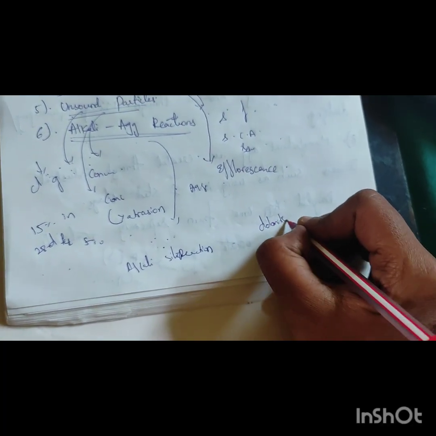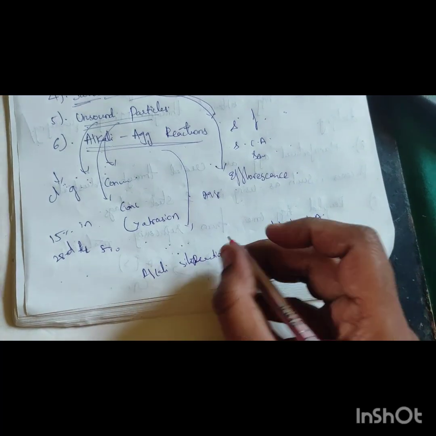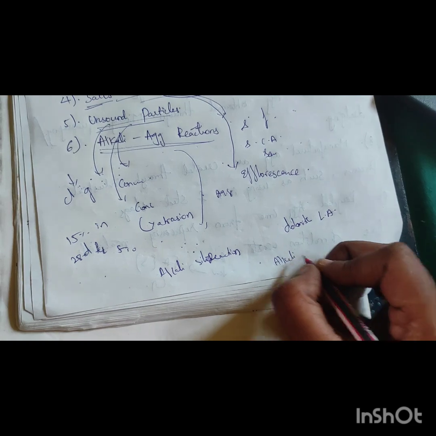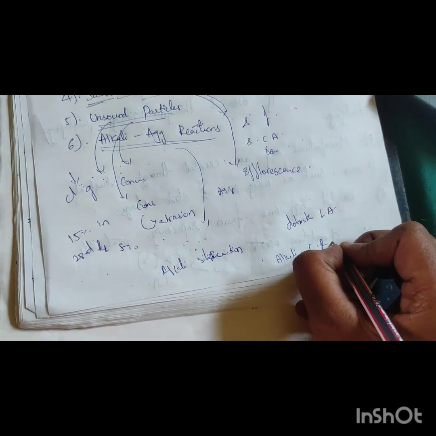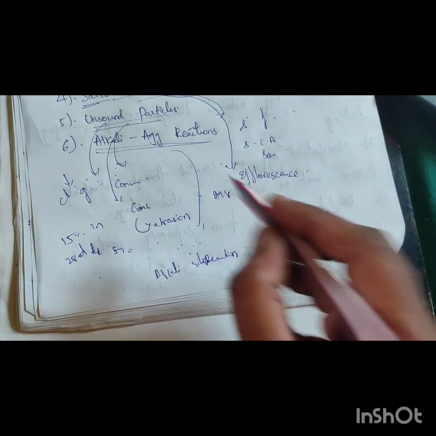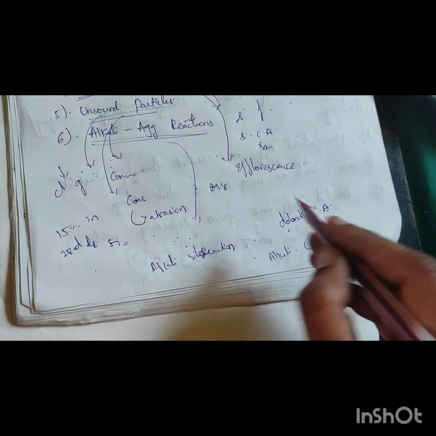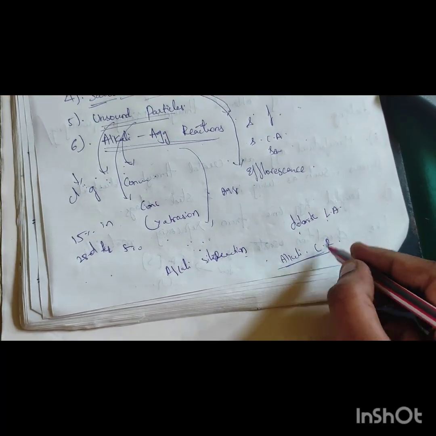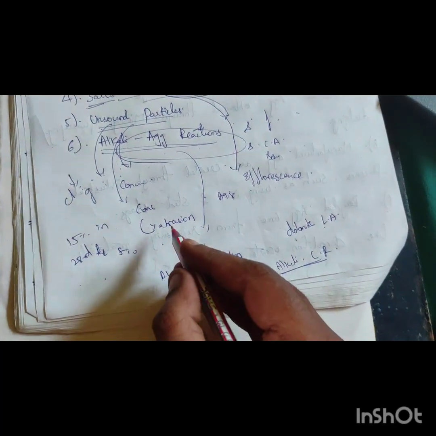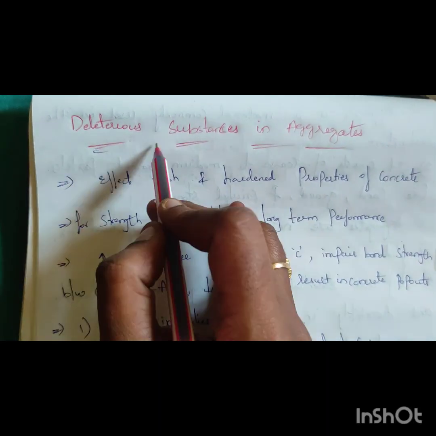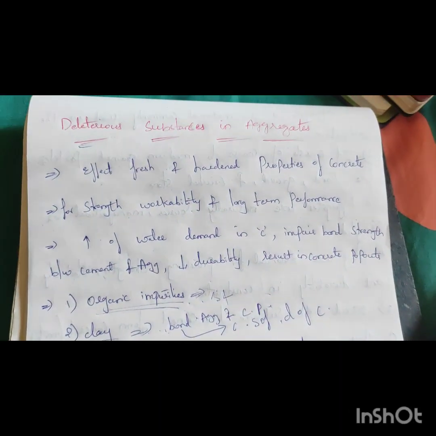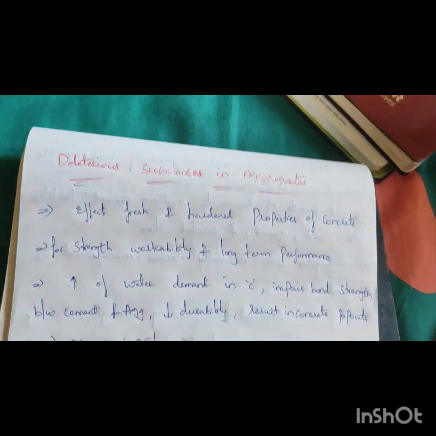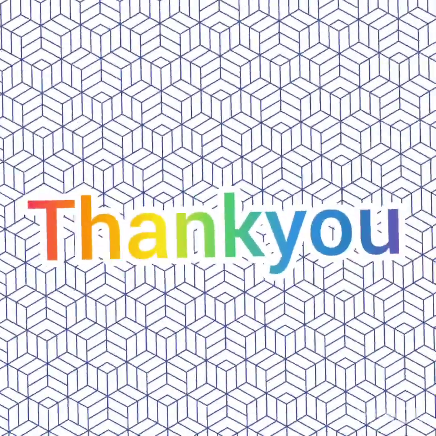Another type of alkali aggregate reaction is that between dolomitic limestone aggregate containing carbonate and alkalis in cement, which is called alkali carbonate reaction. Both types of reactions cause the deterioration of concrete, mainly by cracking. And these all are the deleterious substances in aggregate.